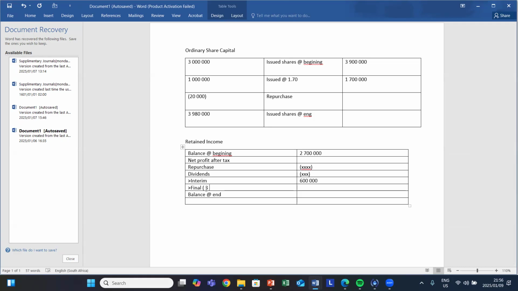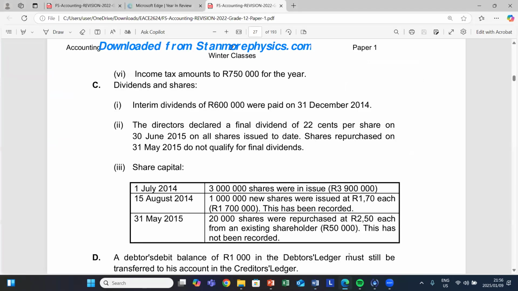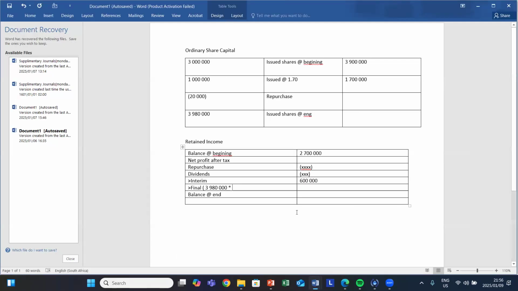Therefore, for you to get your final dividends, you are going to use that number of shares at the end of the year and multiply it by what? They say that the directors declared a final dividend of 22 cents per share. So we'll say 22 cents multiplied by the number of shares at the end of the year, and then you'll get your final dividend. So 22 cents is basically 0.22. So say 3,980,000 multiplied by 22 cents.